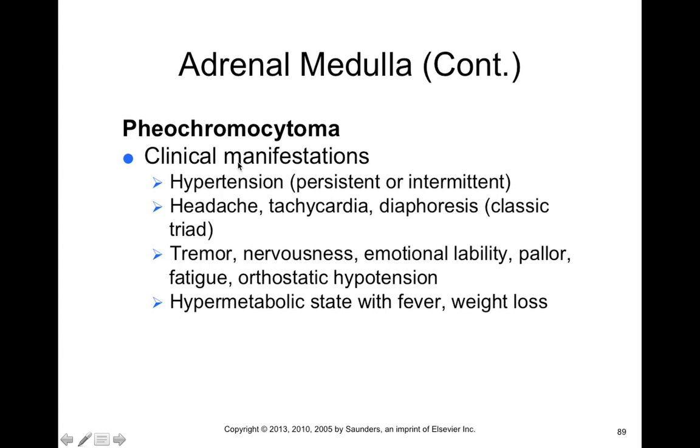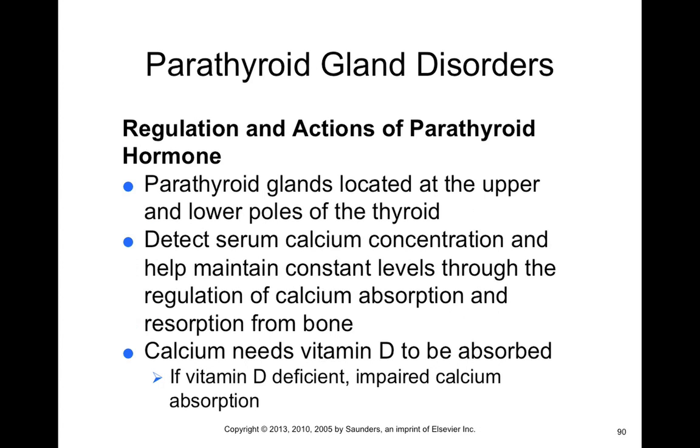Now, some of the clinical manifestations of pheochromocytoma include things like hypertension, headache, tachycardia, diaphoresis. This makes sense because these are all symptoms of the sympathetic response, right? As well as tremor, nervousness, emotional lability, pallor, fatigue, orthostatic hypotension, as well as hypermetabolic state. And these are all just consequences of a chronically elevated sympathetic response.